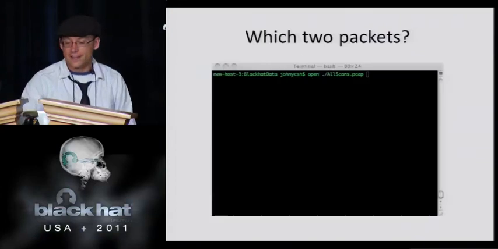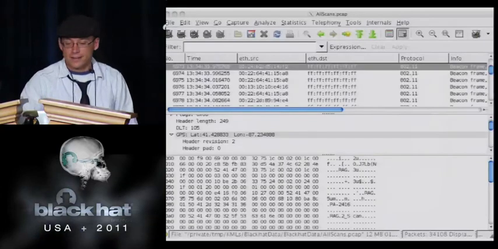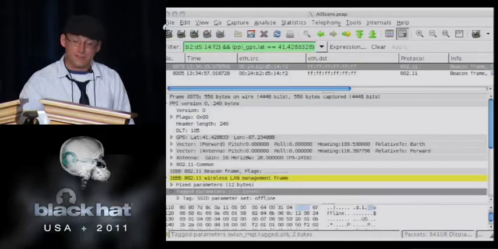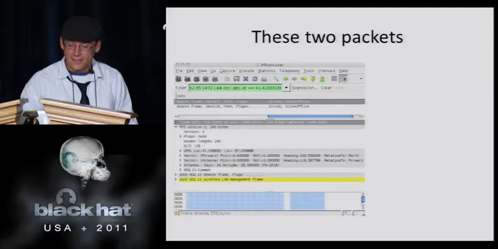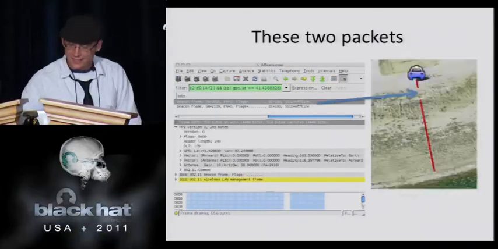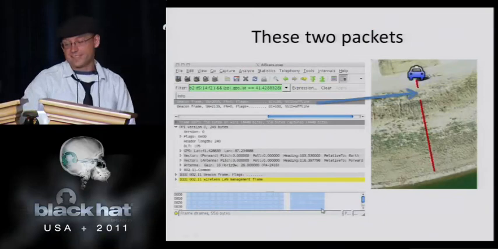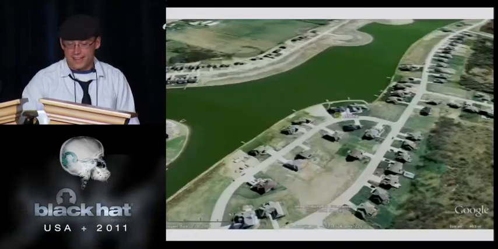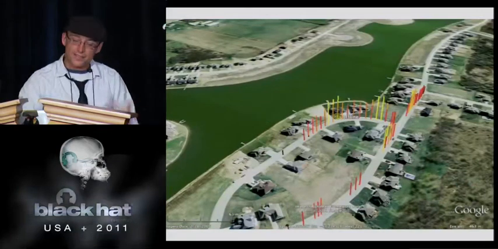Which two packets? Open up the PCAP file, filter on the network, and then filter on the position, and we are left with two packets. Look at that. Those two packets bounced off his house. Yeah, it's awesome. You should be applauding. That's packet one. That's packet two. How cool is that?